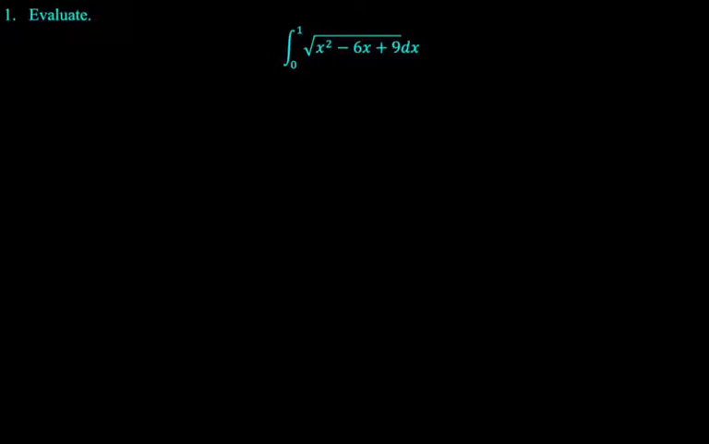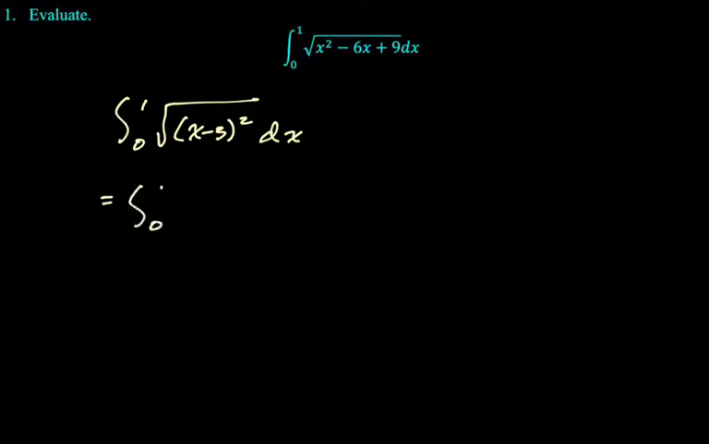So I'm going to try to factor that thing, and we'll get 0 to 1. The inside is just the quantity x minus 3 squared. So we have the square root of x minus 3 squared. That's the absolute value. So we have 0 to 1, absolute value of x minus 3.